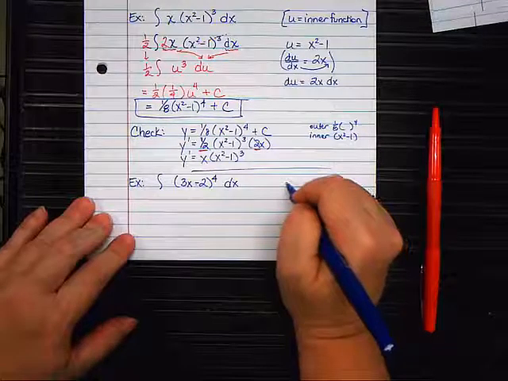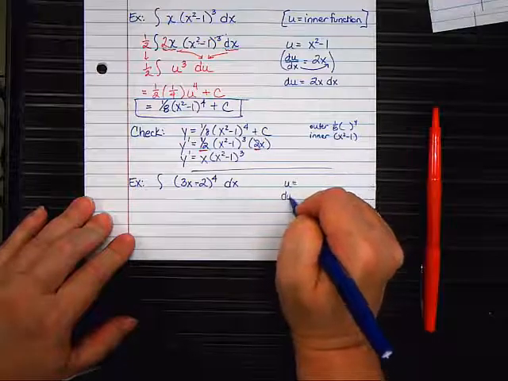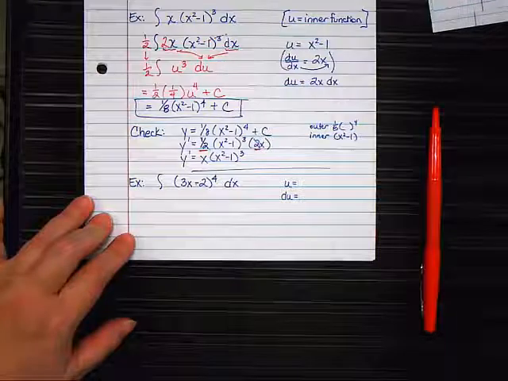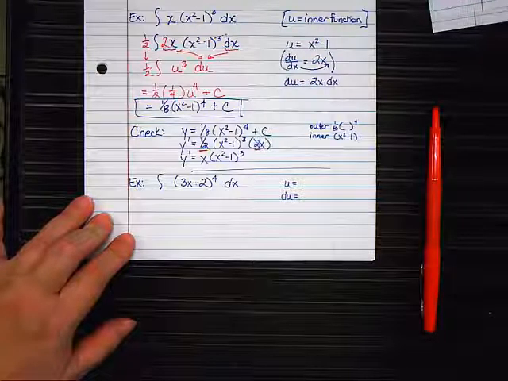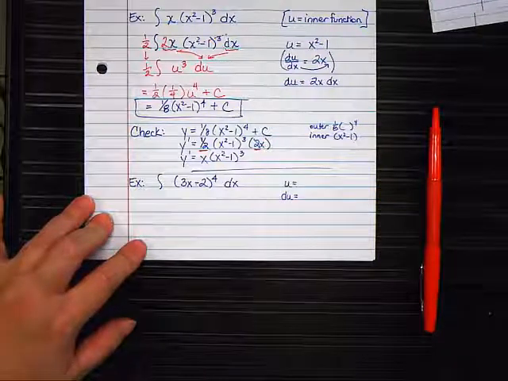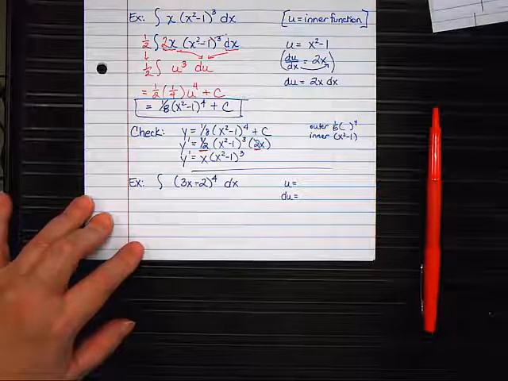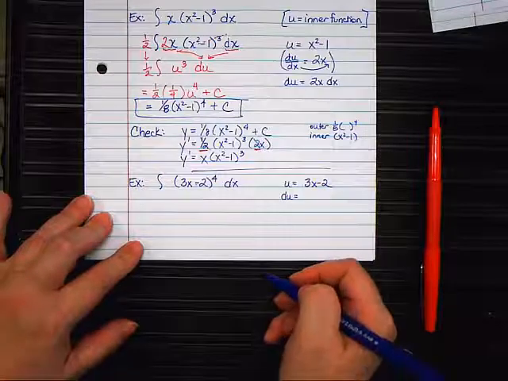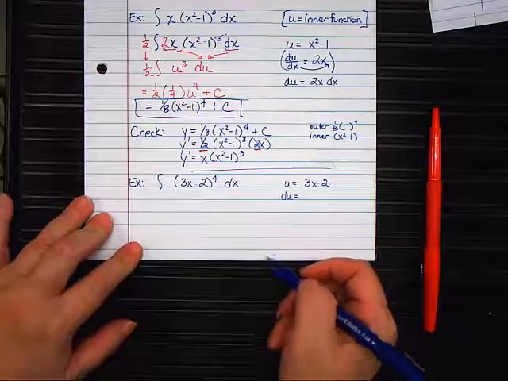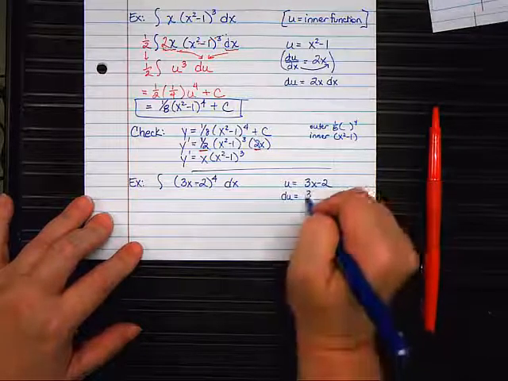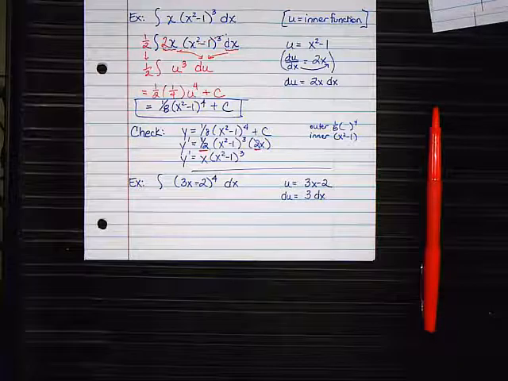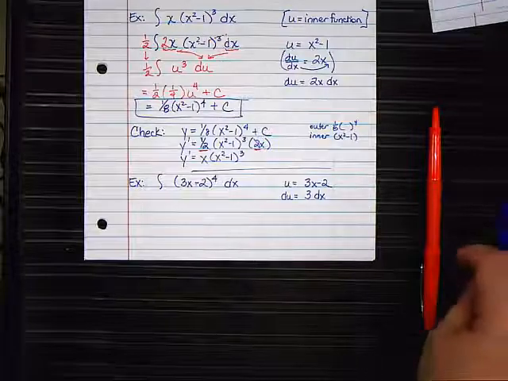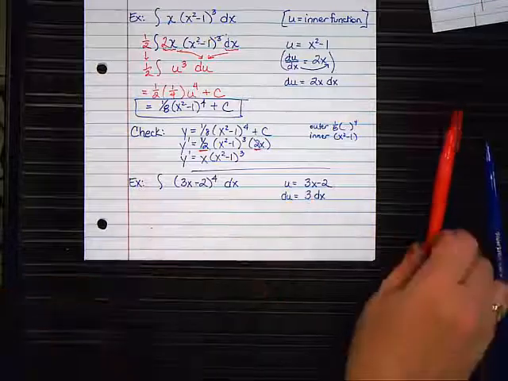Okay. Now, I'm not going to recopy this one just because I'm almost out of room. Remember that u is defined to be the inner function. What's the inner function that you see? 3x minus 2. Okay, what is du? 3dx. You've got to write the dx on there. So you just take the derivative of 3x minus 2.